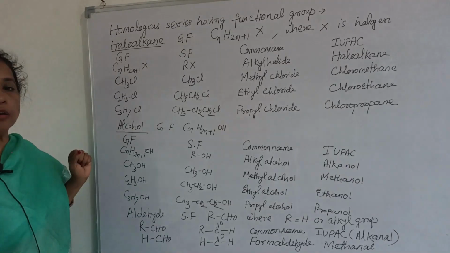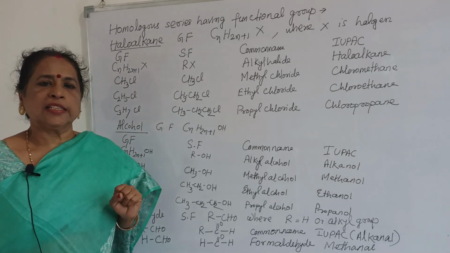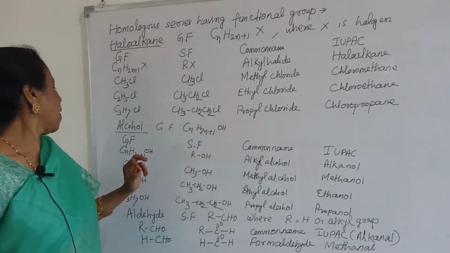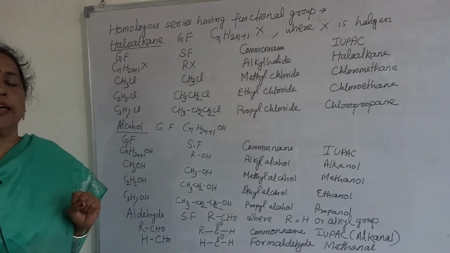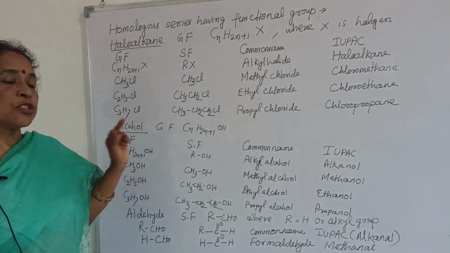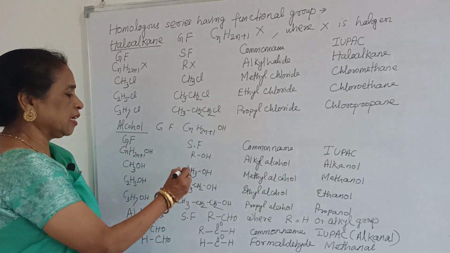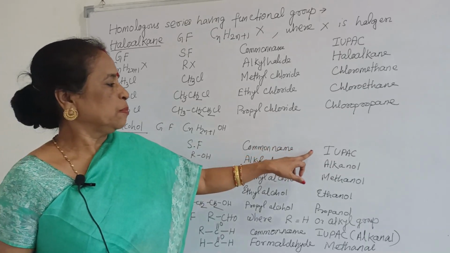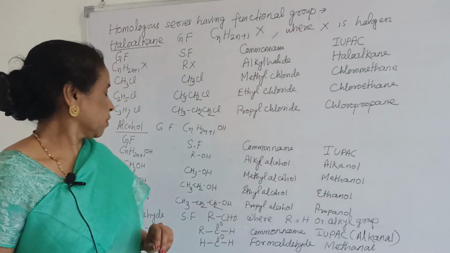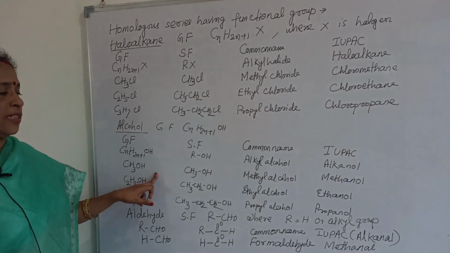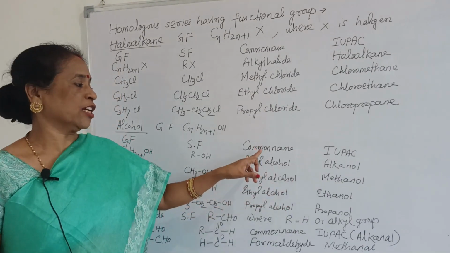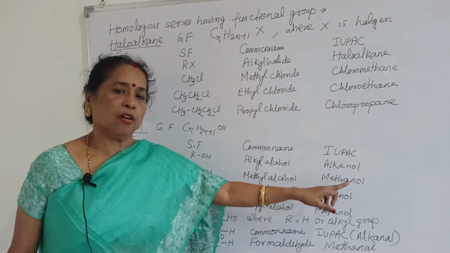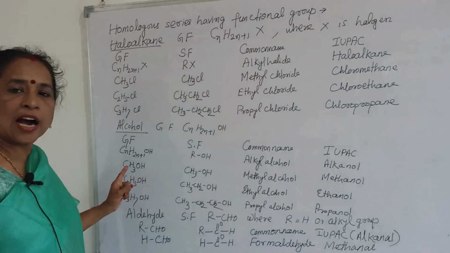Then come to alcohol. Alcohol general formula is CnH2n+1 OH. This OH is called hydroxy group. Structural formula ROH, where R is the alkyl group. Common name, it is known as alkyl alcohol. IUPAC name, it is known as alkanol. So first compound CH3OH, that is called methyl alcohol according to common name, and IUPAC name, since it is alkanol, it is methanol because it contains only 1 carbon atom.